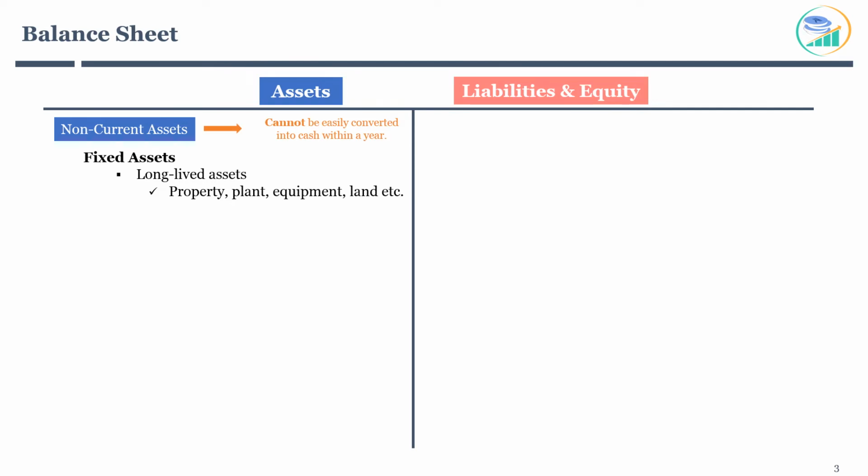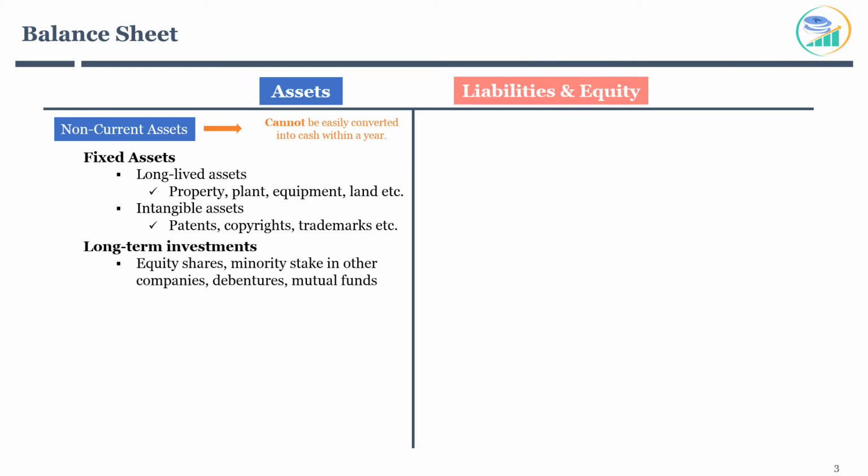It also includes intangible assets. Intangible assets do not have a physical nature. It includes intangible assets like patents, copyrights, trademarks, and so on. Along with the fixed assets, non-current assets include other line items as well. It includes companies' long-term investments. This investment could be buying equity shares of other companies, minority stake in other companies, debentures, mutual funds, and so on.